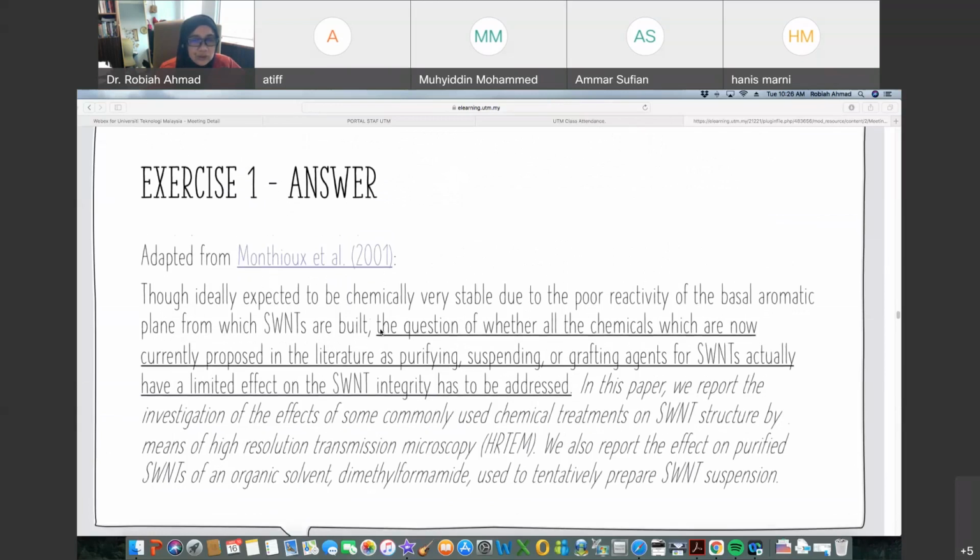Okay, so the underline is the gap. This one is the gap. And the italic is the field. So it is very clear, right? Okay, so this is the gap, and this is what the paper is all about, or the research or the study. The study is trying to investigate and then report.